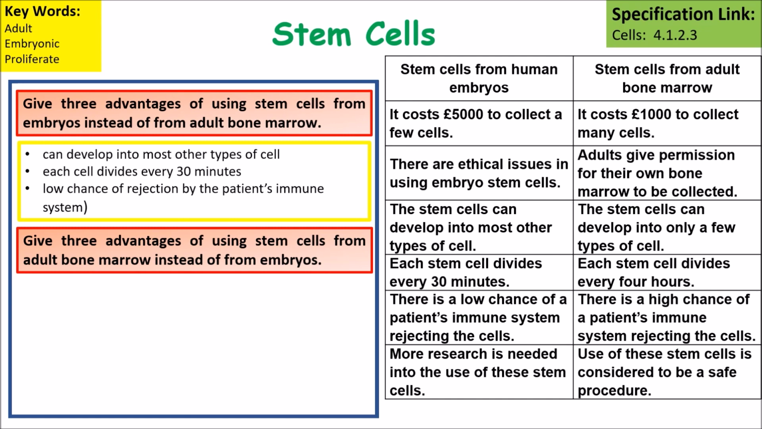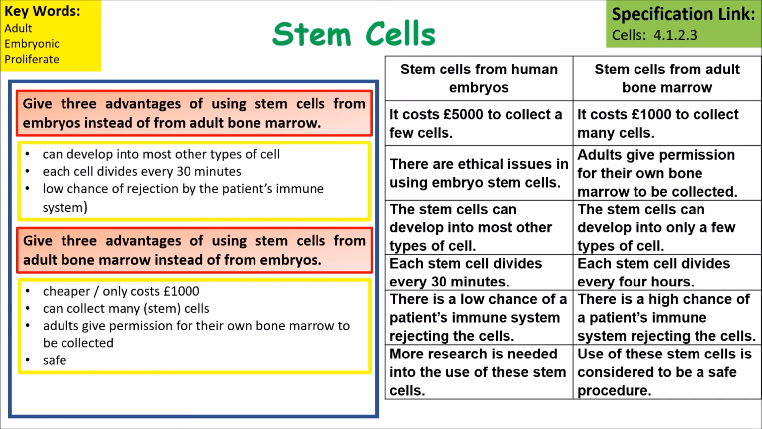Give 3 advantages of using stem cells from adult bone marrow instead of embryos. You could have something along the lines of it's a lot cheaper. You can collect many stem cells. The adults can give permission for their own bone marrow to be used, and it's relatively safe.